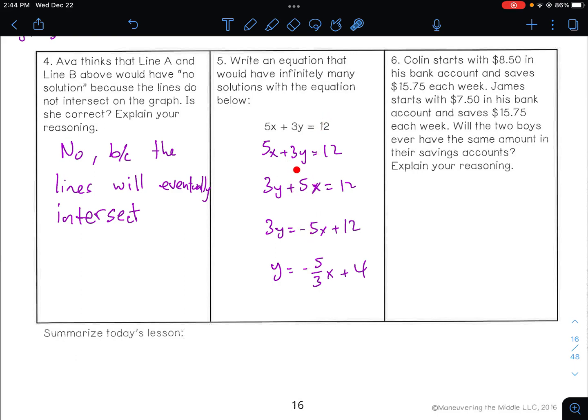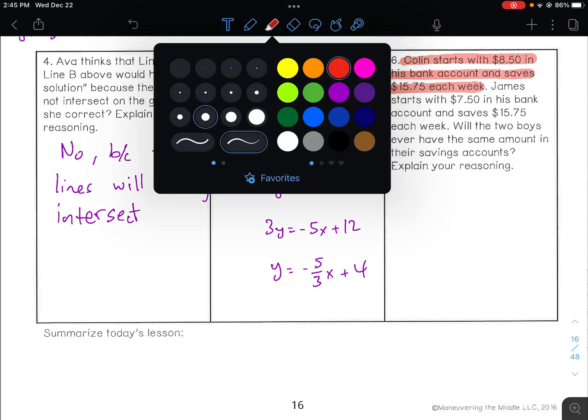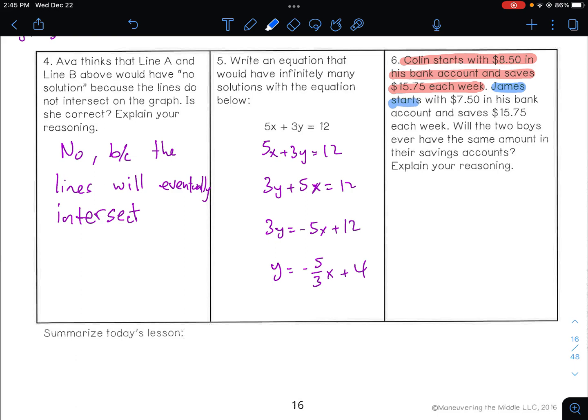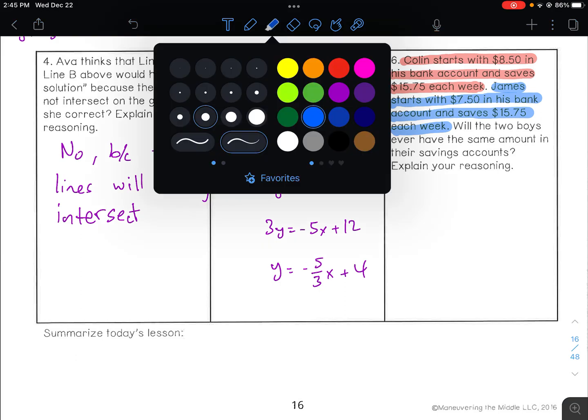They're just rearranged differently. Number 6, Colin starts with $8.50 in his bank account and saves $15.75 a week. James starts with $7.50 in his bank account and saves $15.75 each week. Will the two boys ever have the same amount in their savings account? Explain your reasoning. So let's do Colin in red. Starts with $8.50 in his bank account and saves $15.75 each week. And James starts with $7.50 and saves $15.75 each week. Will the boys ever have the same? That is the solution in which they both intersect.